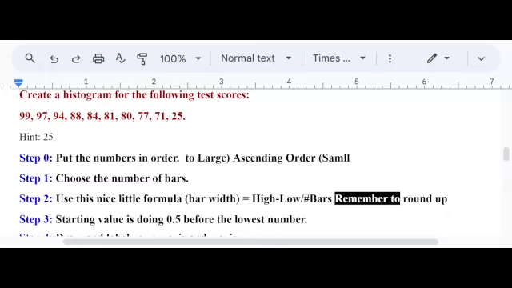Is this clear or not clear? Yes. So we are in step 2 now. What do you get? 19. So the width of the bar is going to be 19. Now, step 3, the starting value is 0.5 before the lowest number. What's the lowest number? 25. So instead of 25, we're going to start with what? 24.5.